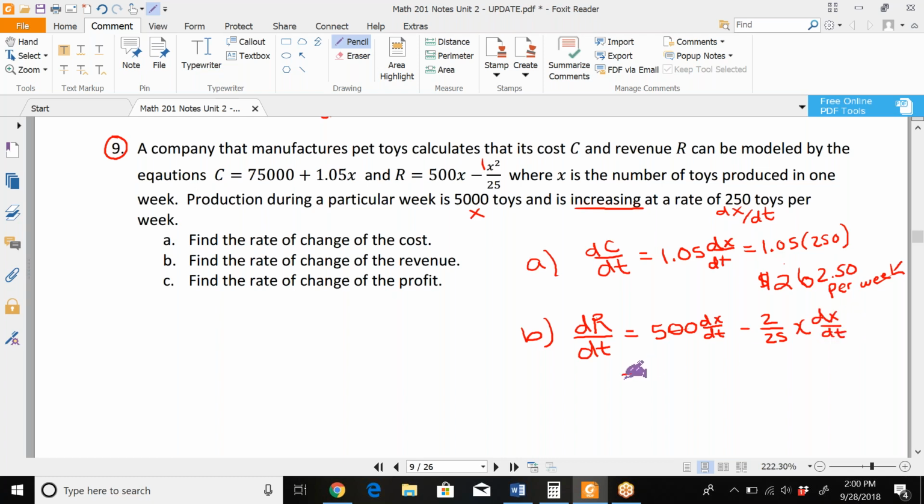So this one's a little more complicated to plug into. So we have 500 times the 250 for the dx/dt, minus 2 over 25 times 5,000, which is x toys, and then times the 250 for the dx/dt.